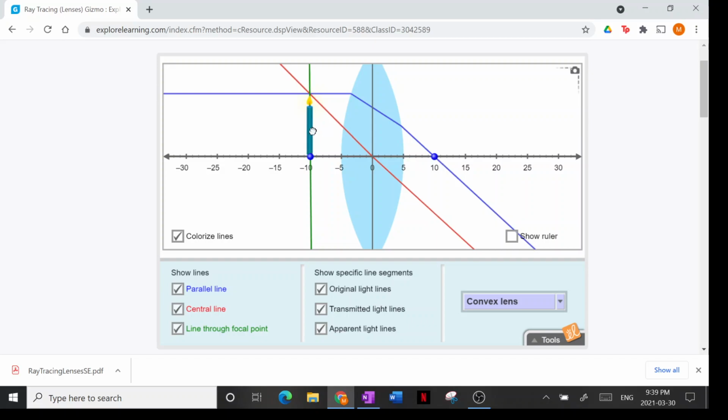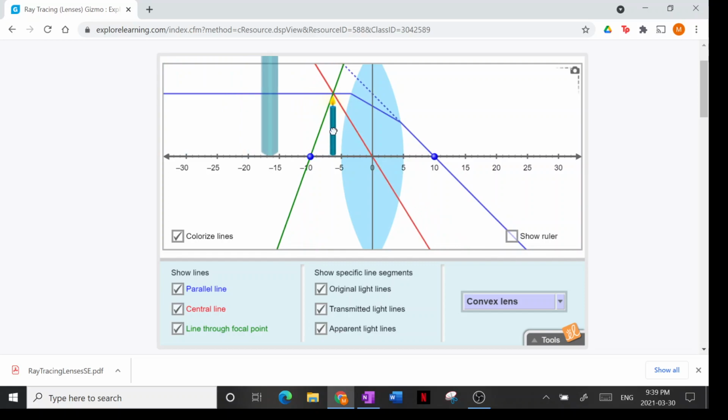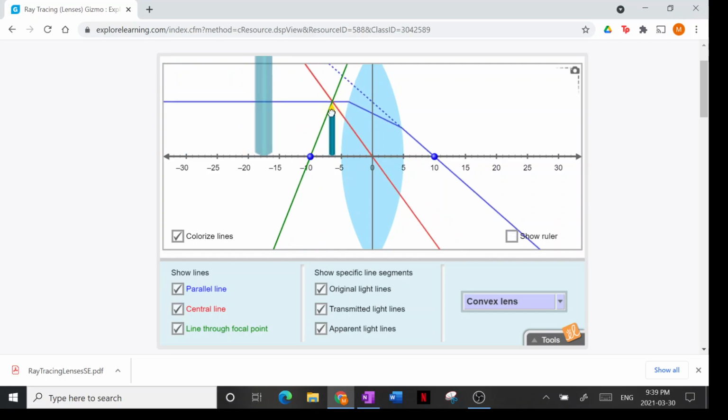Now, if I bring it even closer, we start getting a virtual image. Now, can I make this smaller?